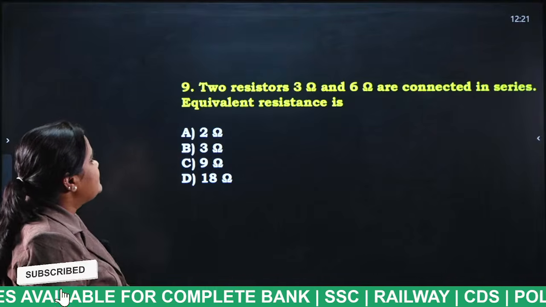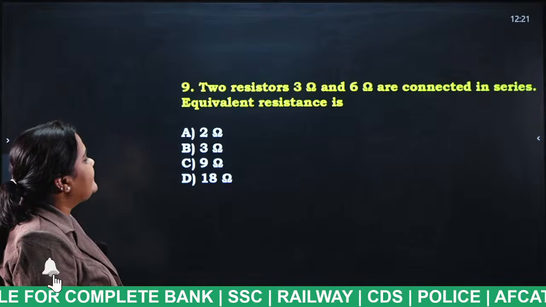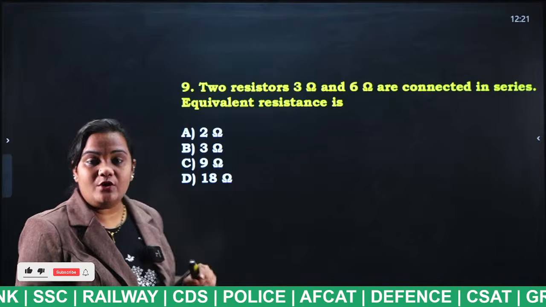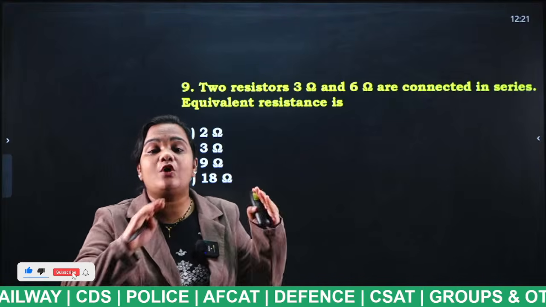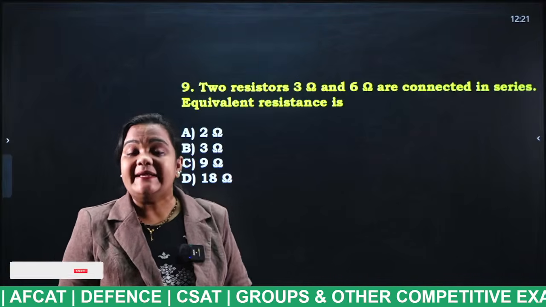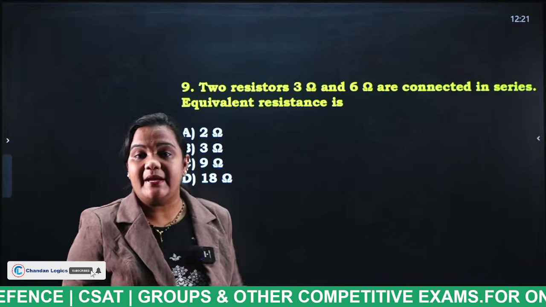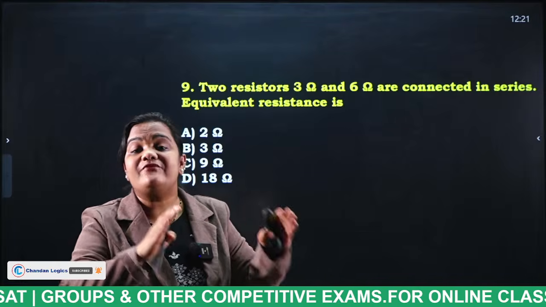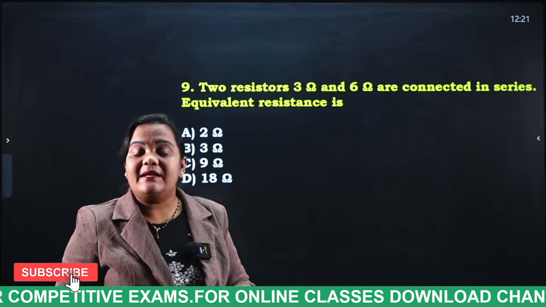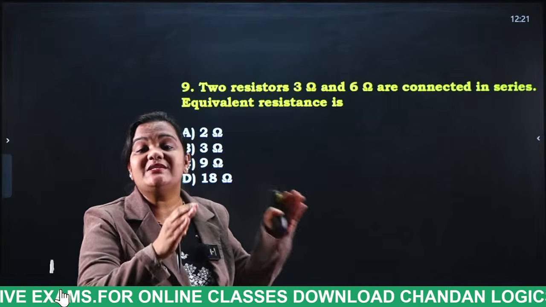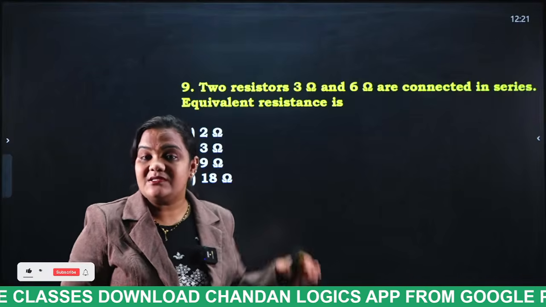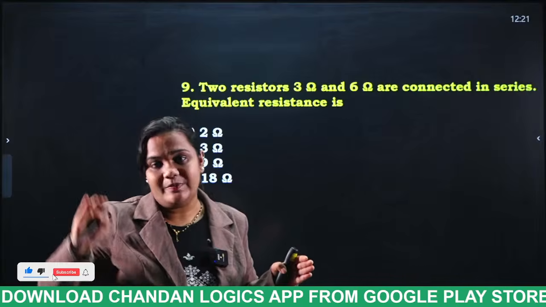Two resistors, 3 ohms and 6 ohms, are connected in series. Find the equivalent resistance. Yesterday only I explained these types of problems to you. If the connection is given in series, equivalent resistance will be the sum of all the individual resistances. If the connection is given in parallel, equivalent resistance will be 1 by R is equal to 1 by R1 plus 1 by R2 plus 1 by R3.